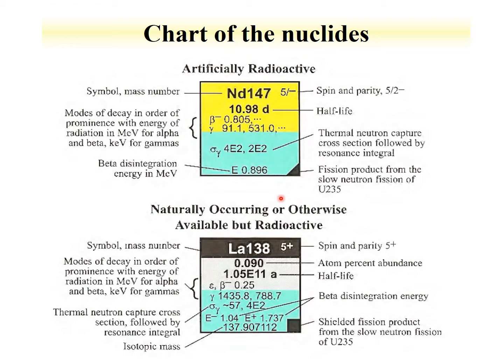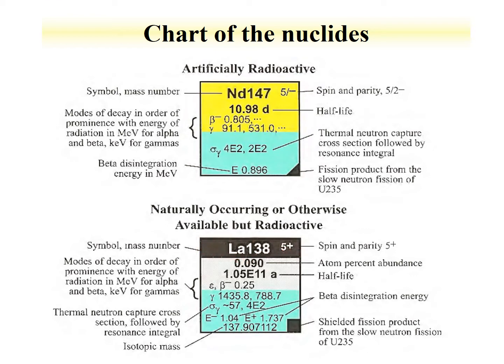And then again, this triangle says that it is a fission product from the slow neutron fission of uranium-235. Okay, here are some naturally occurring radioactive isotopes. The gray, again, is stable, but these are long-lived, so it's long-lived or stable. This black bar is the indicator that it's naturally occurring.